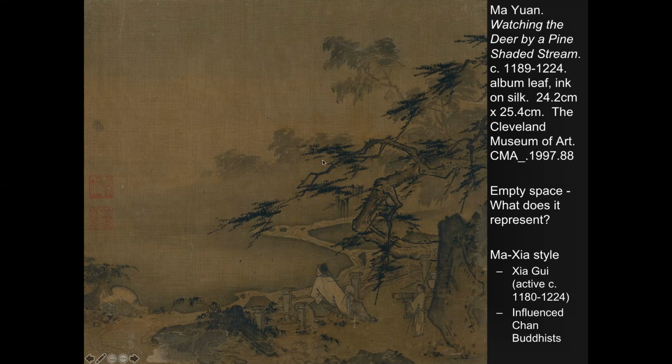And that's part of the Zen Buddhist ideas that are in these paintings. It asks the viewer to participate in a particular moment. So if you want, you could pause and write down some things and figure out what you're seeing in that empty space. This style it develops is eventually known as the Ma Xia style. So Xia Gui, who is active around the same time. And this style really influenced the people who are more thinking of themselves as Chan Buddhists.